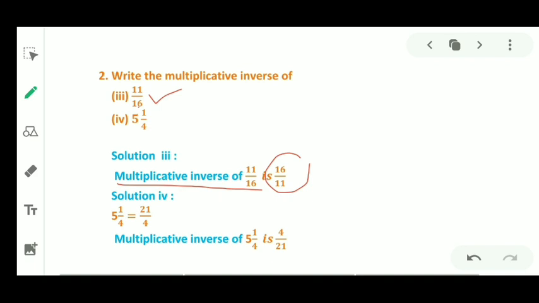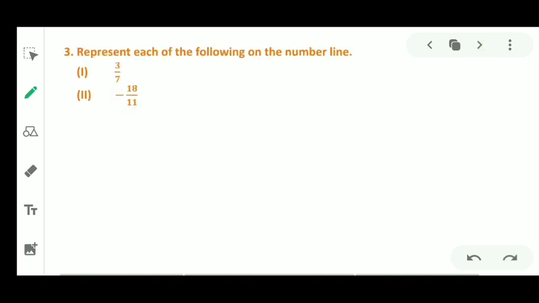Now part number 4 is what? Find out the multiplicative inverse of 5 whole 1 by 4. Here 5 whole 1 by 4 is a mixed fraction. That's why you have to convert it into an improper fraction, that is 21 by 4. So now the multiplicative inverse of 5 whole 1 by 4 is 4 by 21. That is the reciprocal of 21 by 4.